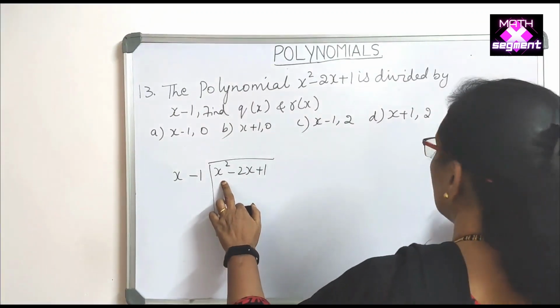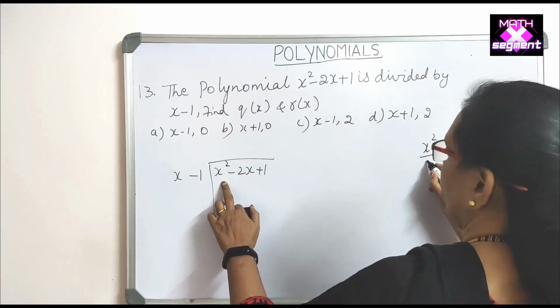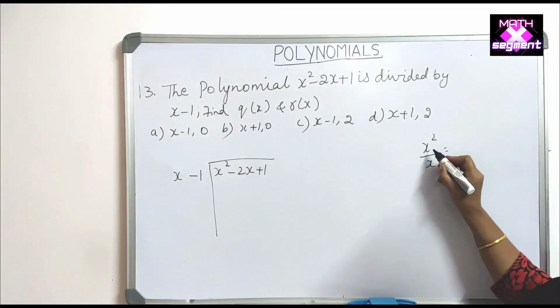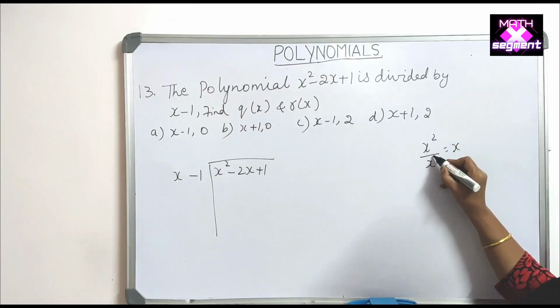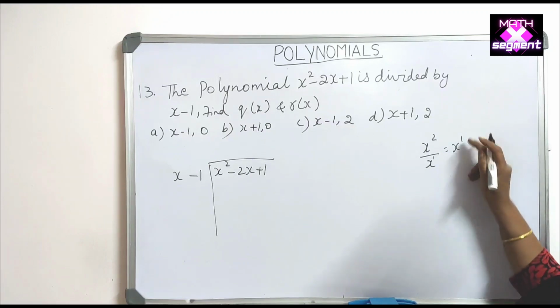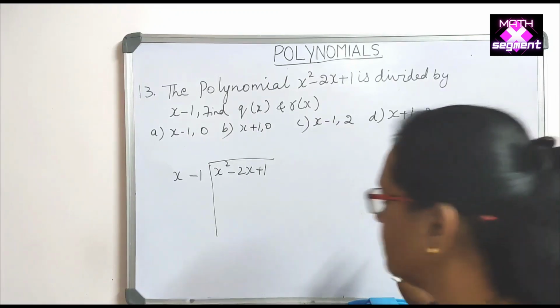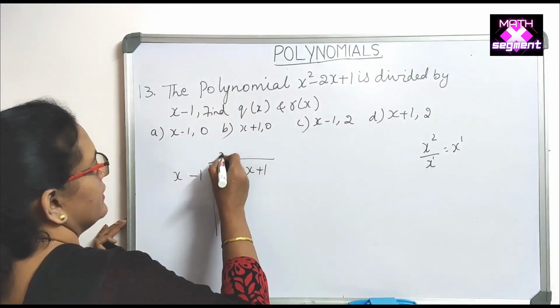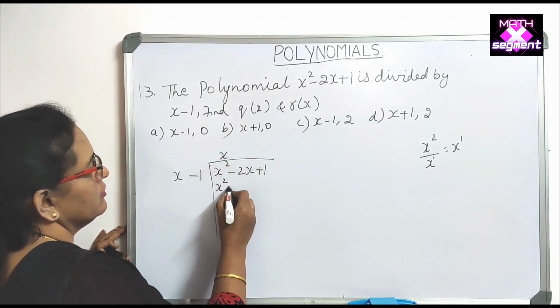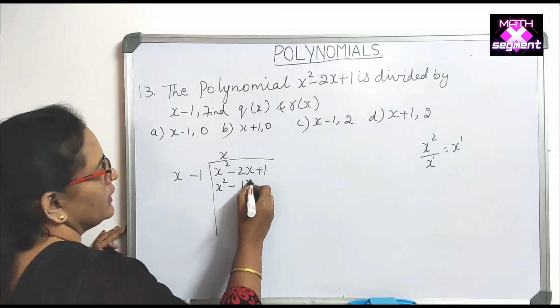The first term of the dividend is x square, and here the first term of the divisor is x. So the numbers both are 1. So we need not write 1. The variable is x. Power is 2. Power is 1. 2 minus 1 is 1. So if you write or don't write, it does not matter. So I can take it as x. So x into x gives you x square. Plus into minus, minus. x into 1 is 1x.